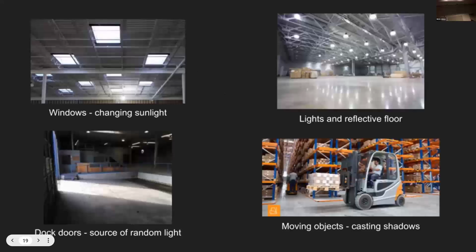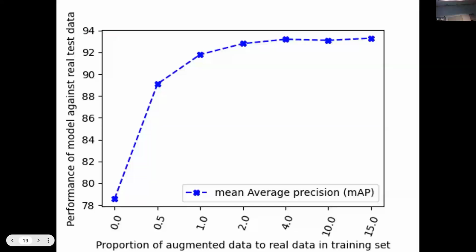I'm going to talk about data. Data is very limited in this domain, and it is crucial to collect data on site. We cannot just rely on lab data because a warehouse environment is highly variable, from sunlight and reflective floors to moving objects. Obviously, augmentation helps. We have proven that to ourselves. It's also proven in research, but it only works up to a certain saturation point.